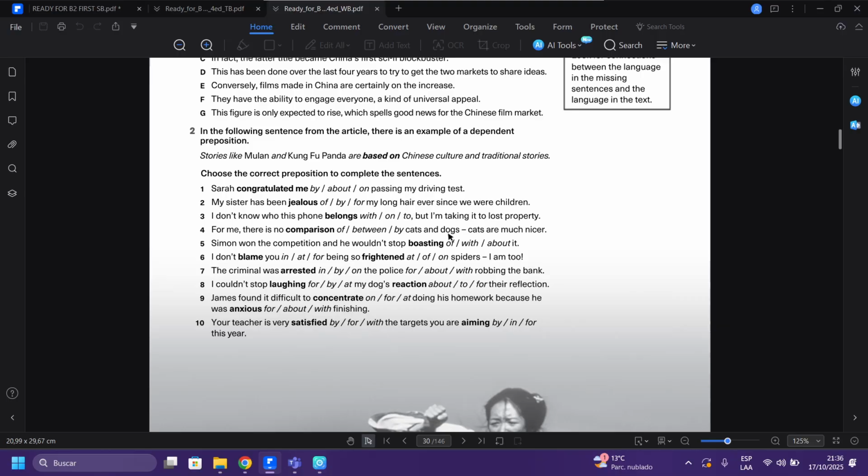Number seven, the criminal was arrested by the police. By the police. And then for robbing the bank. Yes, perfect.